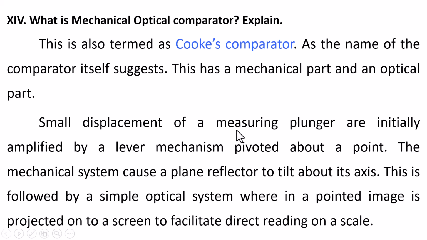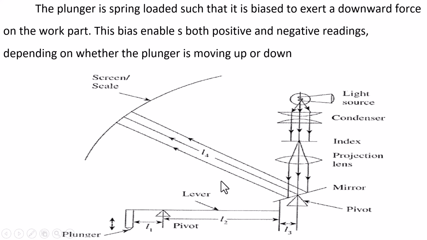Small displacements of a measuring plunger are initially amplified by a lever mechanism about a pivot point. That is the mechanical system. The mechanical system causes a plane reflector to tilt about its axis. So you can see a reflector is there, and it will be reflecting light. That is the optical part. This is followed by a simple optical system wherein a pointed image is projected onto a screen to facilitate direct reading on a scale. Here you can see the figure.